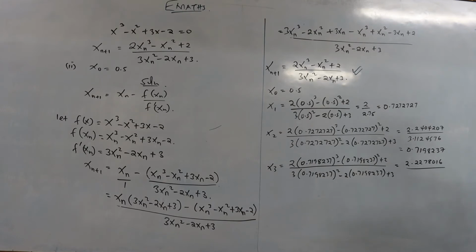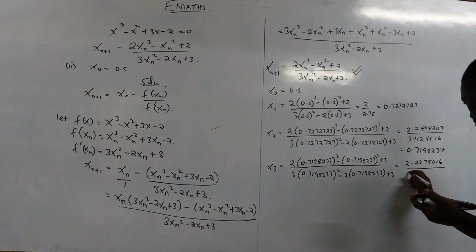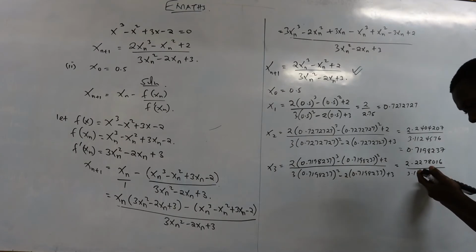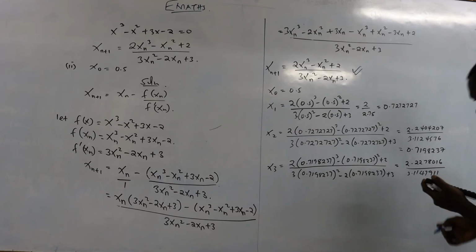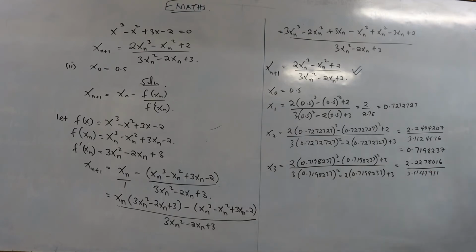0.7198237 into bracket squared minus 2, then 0.7198237 into bracket, and plus 3, gives you 3.1147911. Okay, to 7 decimal places.